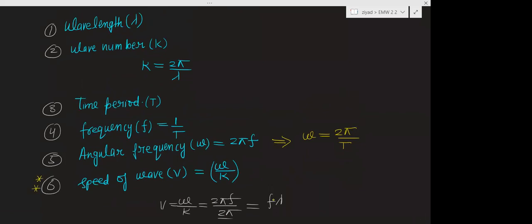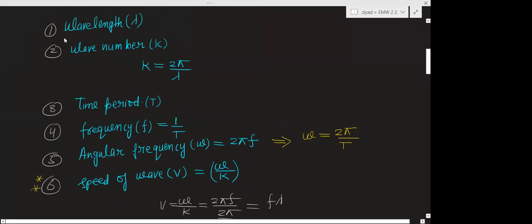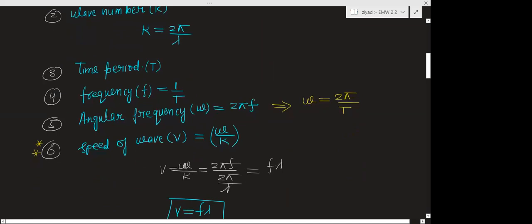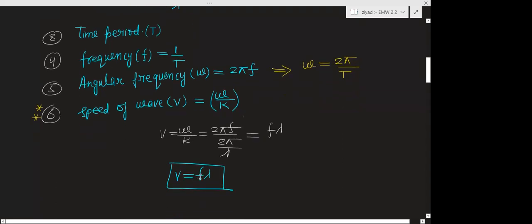Now this is the important point. All the other points I think you should know except this wave number. The speed of the wave is omega by k, remember. Speed of the wave is omega by k. Further, when you solve it, omega can be written as 2 pi f, and k can be written as 2 pi by lambda. So basically, speed of the wave is given by the frequency of the wave into the wavelength of the wave. So these are the points related to the waves.